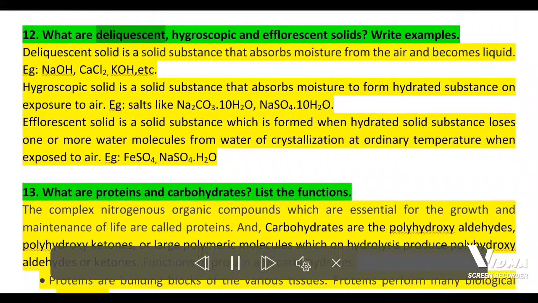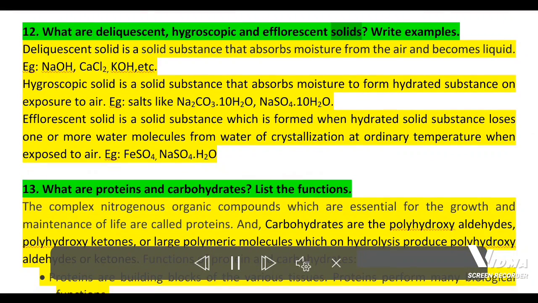12. What are deliquescent, hygroscopic and efflorescent solids? Write examples. Deliquescent solid is a solid substance that absorbs moisture from the air and becomes liquid. E.g. NaOH, CaCl2, etc. Hygroscopic solid is a solid substance that absorbs moisture to form hydrated substance on exposure to air. E.g. salts like Na2CO3·10H2O, Na2SO4·10H2O.